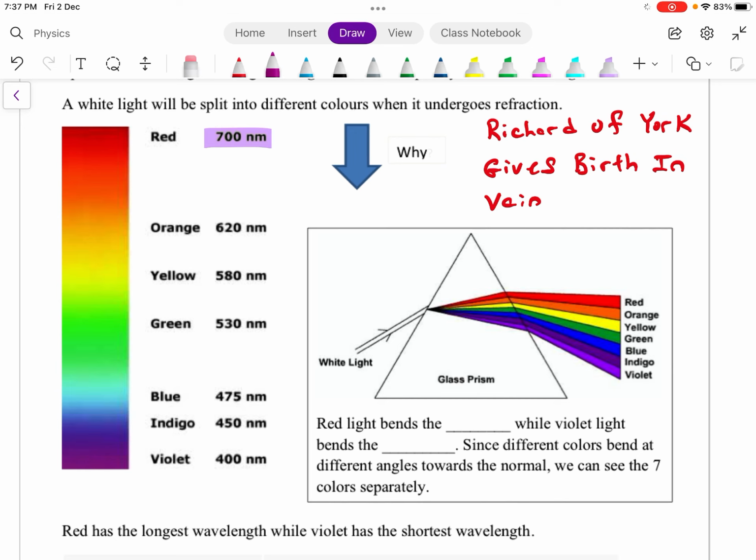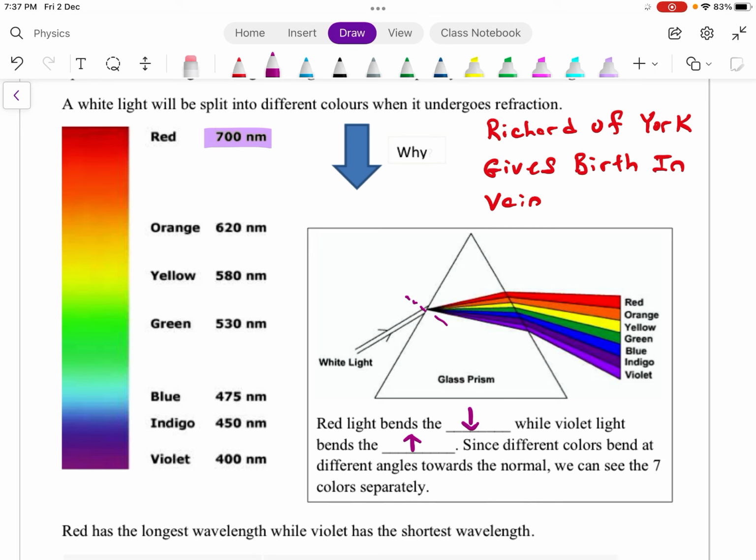So for example, red. If I draw a normal right here, you will see that the red actually bends towards the normal, but not as much as violet. So I can say that red light bends the least, whereas violet light bends the most towards the normal, of course. So of course, the next thing is, what can I say about the speed of light of red light in the glass prism?